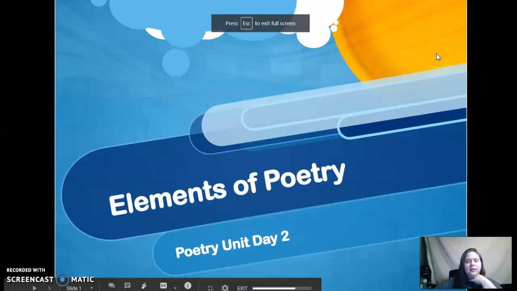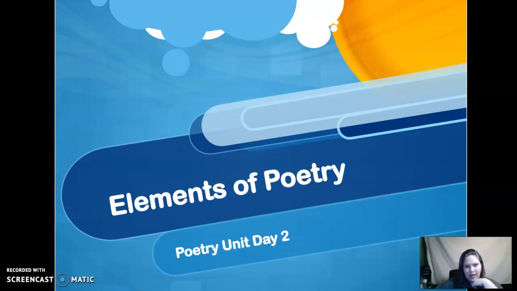All right, hi guys. This week we're going to go over what's called five senses poetry. But before that, I just want to cover some of the elements of poetry. This is something that we've gone over throughout the year because the elements of poetry are very similar to the elements in telling a story. It's just a different way of doing it.